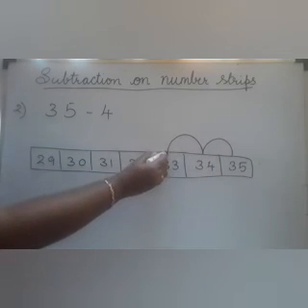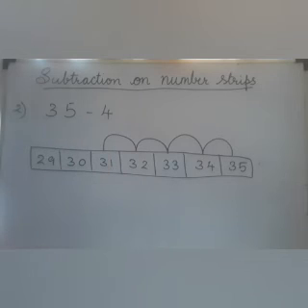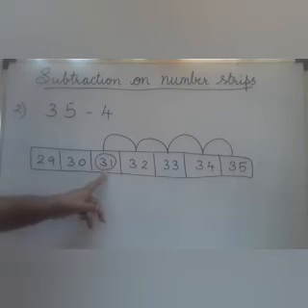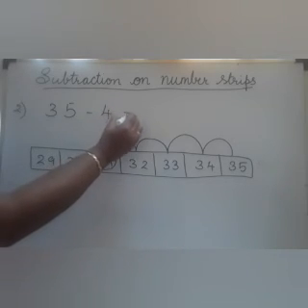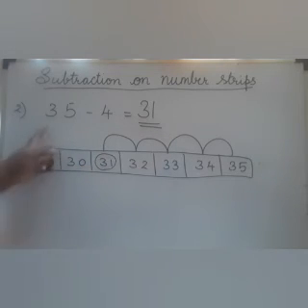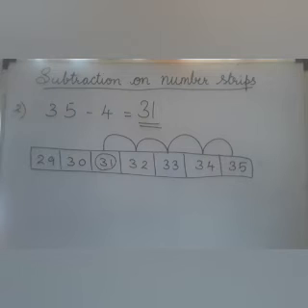1, 2, 3, 4. Dear kids, where are we now? We are at 31. So we can write 31 is the answer. Dear kids, what is the answer of 35 minus 4? It is 31. Is it clear, my dear kids?